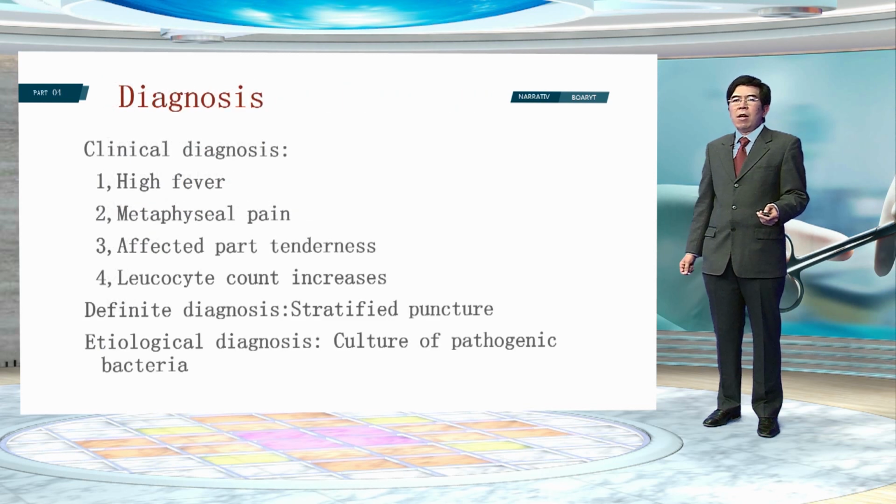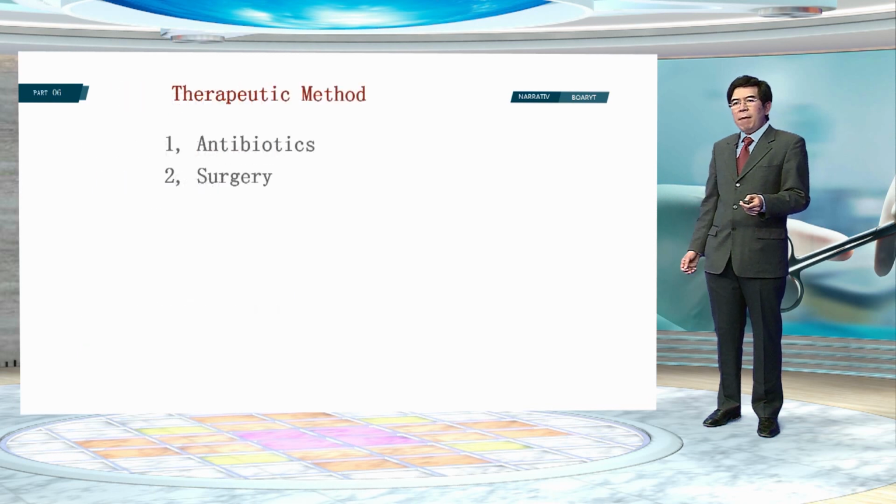The diagnosis. The clinical diagnosis: first is high fever, and then is the metaphyseal pain, affected part tenderness, leukocyte count increase. So the definite diagnosis is stratified puncture. Etiological diagnosis is culture of pathogenic bacteria. The therapeutic method, 2 points. One is antibiotic, the second is surgery.